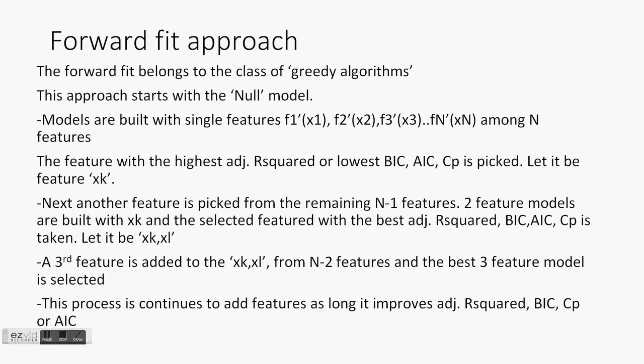Then with that selected model and selected feature, we add another feature from the remaining n-1 features. For this 2-feature model, we again pick the best model based on the statistical measures, namely adjusted R-square, Cp, BIC and AIC. Similarly, once we have the best 2-feature model, we add one more feature from the remaining n-2 features, and so on. We keep continuing until we get the best model with respect to the statistical measures.